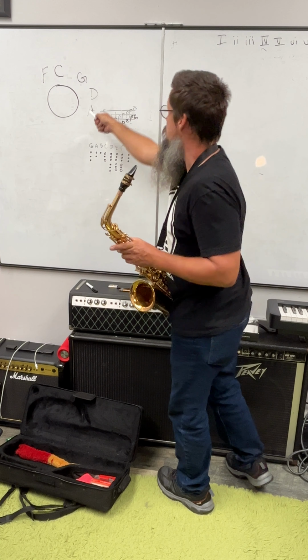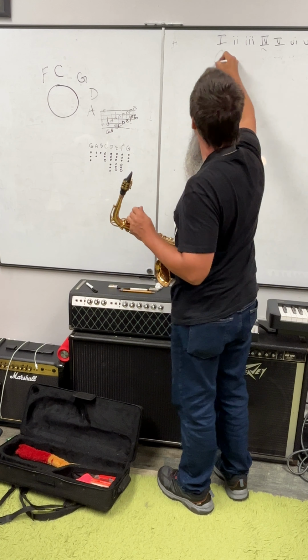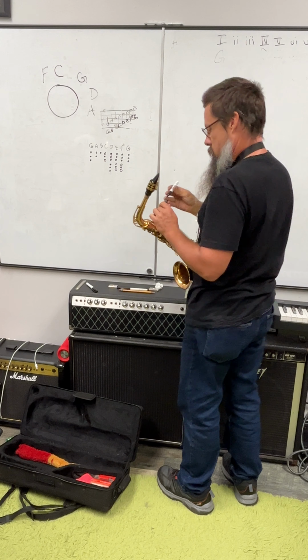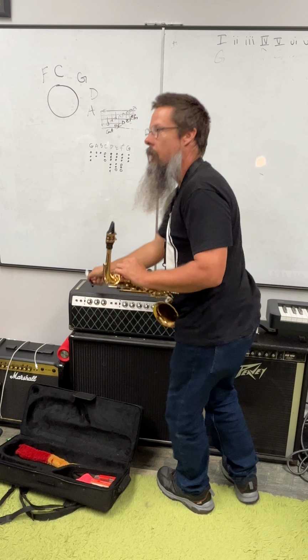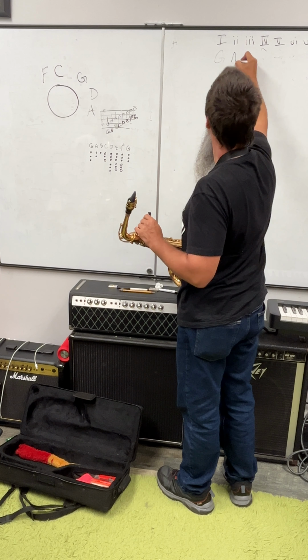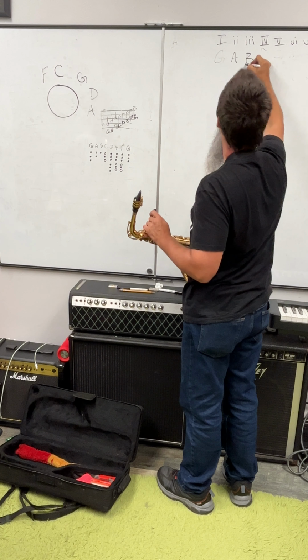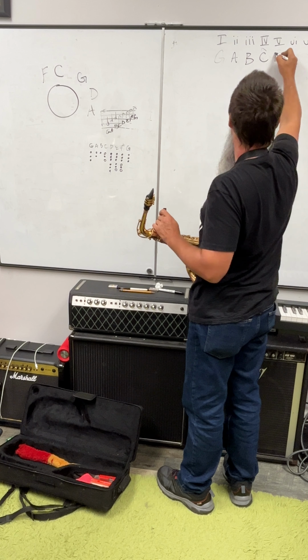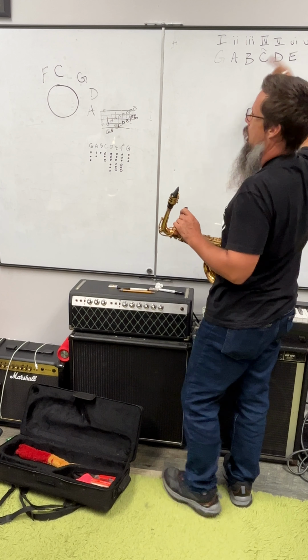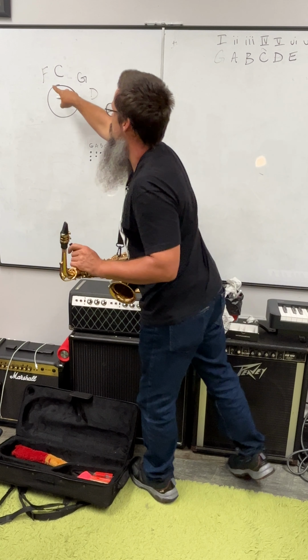We're going to get rid of our one here. Do me a favor. Spell G major for me. Not phonetically, but musically. What comes after G? A, and then we have B, C, D. What's our only sharp in the key of G? F. You betcha.